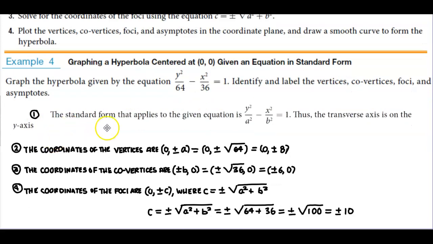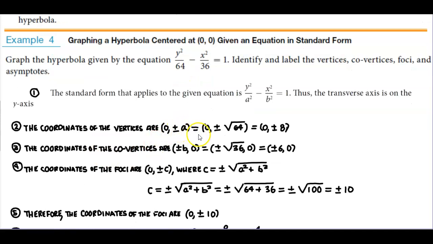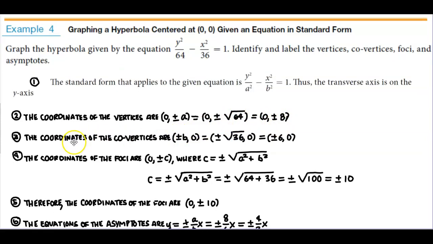Step number 1, the standard form that applies to the given equation is y squared over a squared minus x squared over b squared is equal to 1. Thus, the transverse axis is on the y-axis. The coordinates of the vertices are 0, plus or minus a, which is equal to 0, plus or minus the square root of 64, which is 0, plus or minus 8. The coordinates of the co-vertices are plus or minus b, 0, which is plus or minus the square root of 36, 0, which becomes plus or minus 6, 0.